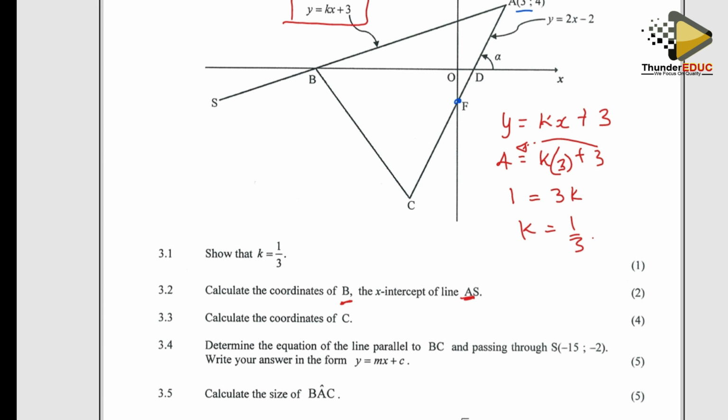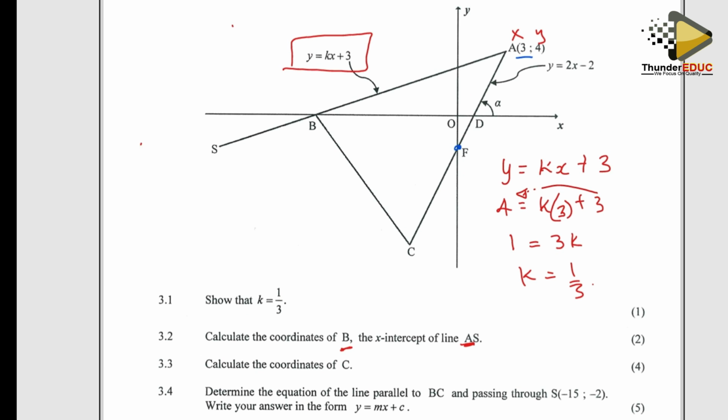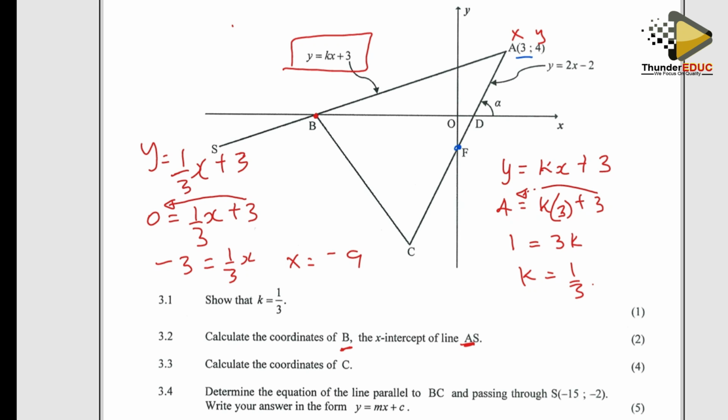Then they want us to get the coordinates of B, which is the x-intercept of line AS. So we know that since our K is a third, the equation is going to be y is equal to 1/3 x plus 3. Okay, but at the x-intercept, or at the x-axis, y is always 0. So where there is y, I'll replace a 0. I have 0 equals 1/3 x plus 3. Transpose the 3 to that side. Negative 3 is equal to 1/3 x. Multiply both sides by 3. So x becomes -9. So the coordinates of B are going to be -9 and 0.